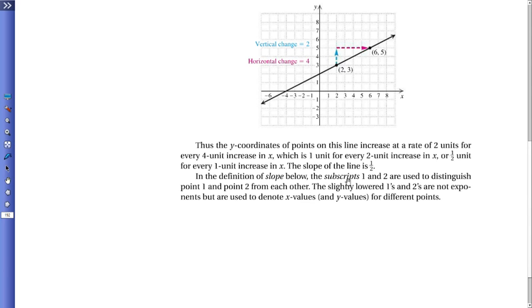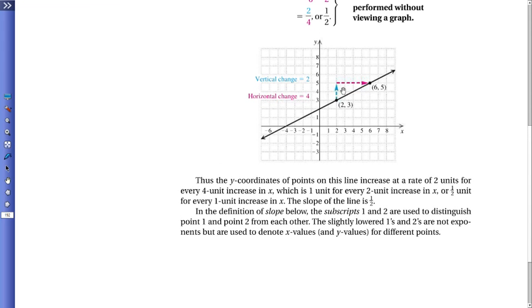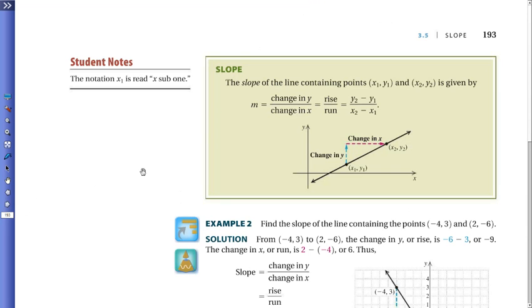They're going through this and they're saying, this is so important and so useful, we're going to give this a special name, and it's called slope. And here's the definition of that.